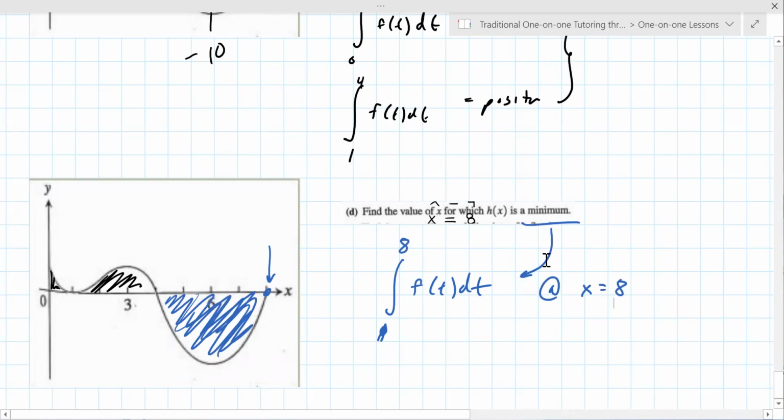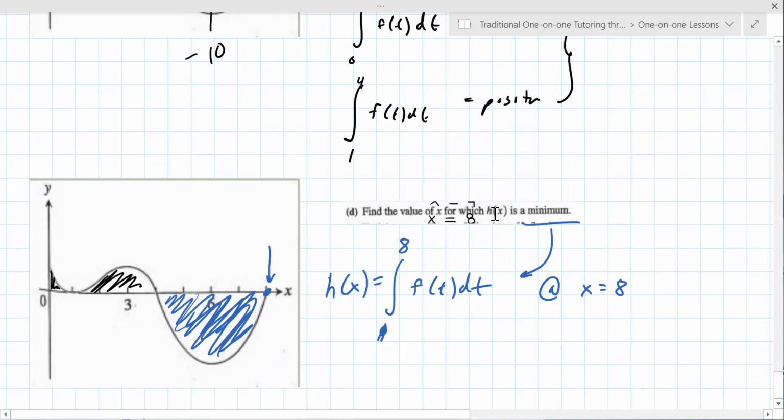Wouldn't it be the point that's lowest on the graph though? But remember, h of x is the integral now. It's not the function. It's not the curve. You're trying to apply the rules that we use for derivatives to an integral. They don't work. So why is the integral only to 8?